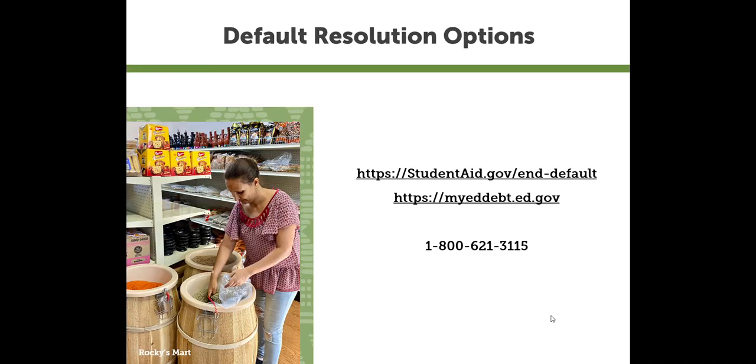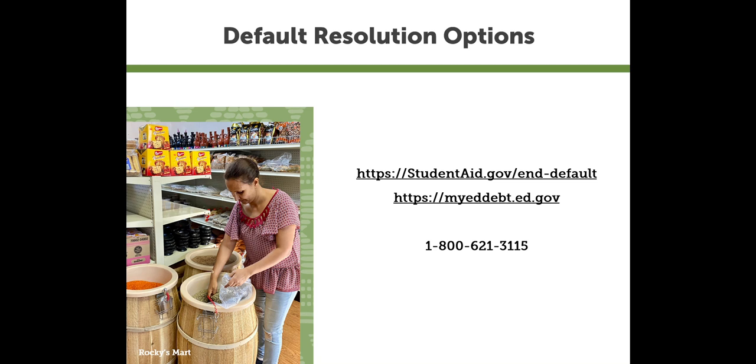Borrowers in default, which is at least 270 days of non-payment or about 9 months, are advised to explore the Department of Education's options for default resolution by making a monthly payment, enrolling in a repayment plan, or signing up for loan rehabilitation or possibly loan consolidation. These websites contain detailed information to help these borrowers get out of default and back on track with their payment schedules.